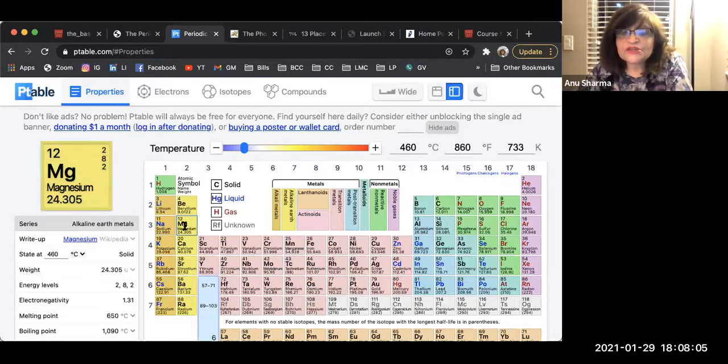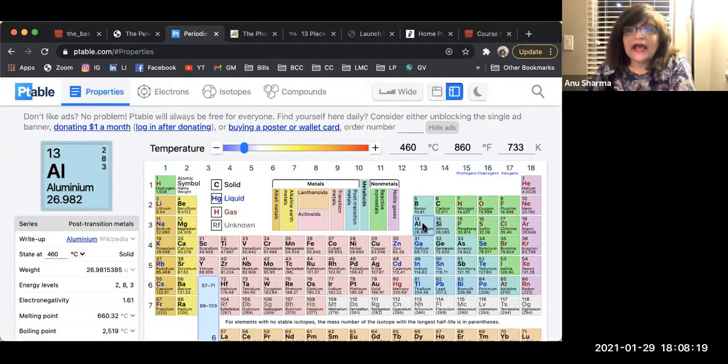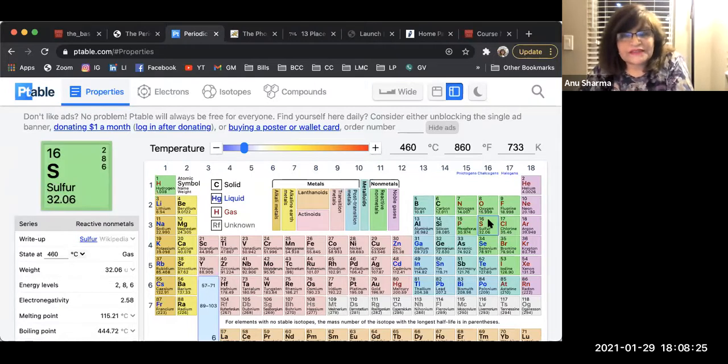Next is magnesium. It's kind of grayish-colored, a metal, and solid, of course. Then aluminum, on the other hand, with 13 protons, is quite shiny. We've seen aluminum foils, right? And then comes silicon, then phosphorus, then sulfur, right? Sulfur with its 16 protons is solid, but chlorine with its 17 protons is a liquid, is a gas, I'm sorry. Is a gas.